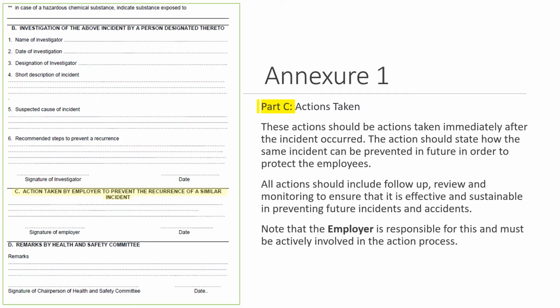It is at this stage that all actions should be followed up and implemented. This should also be reviewed and monitored to ensure that it is effective and sustainable in preventing future incidents and accidents. Note that the employer is responsible for this and must be actively involved in the action process.